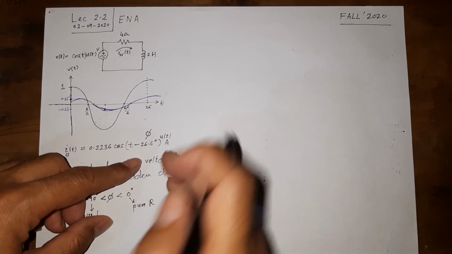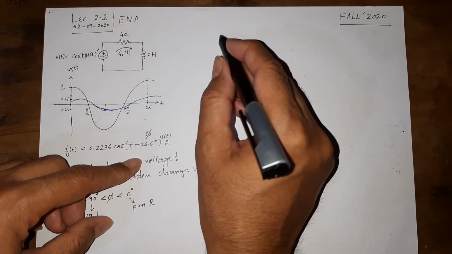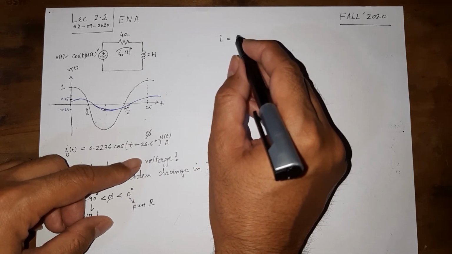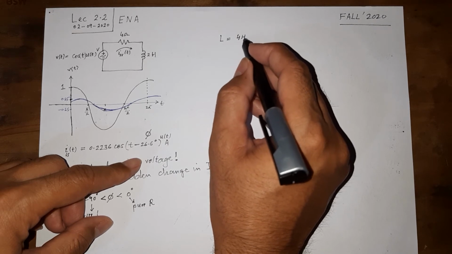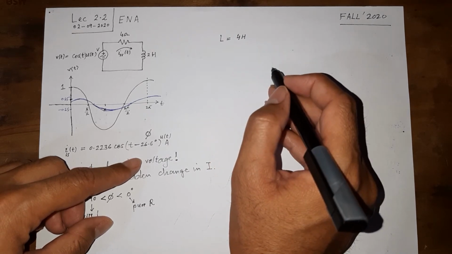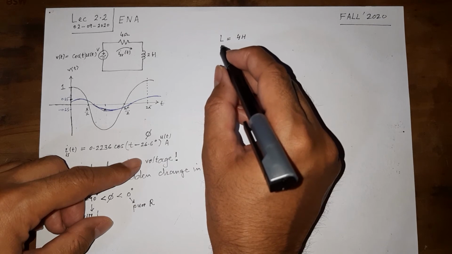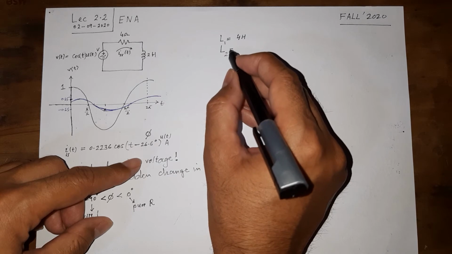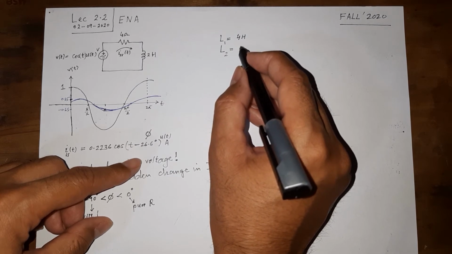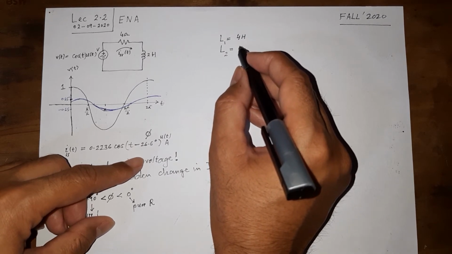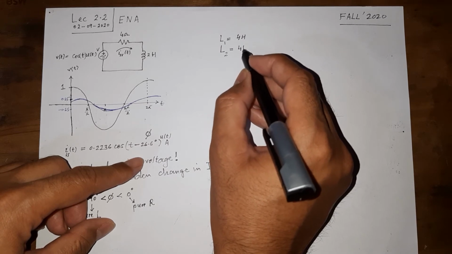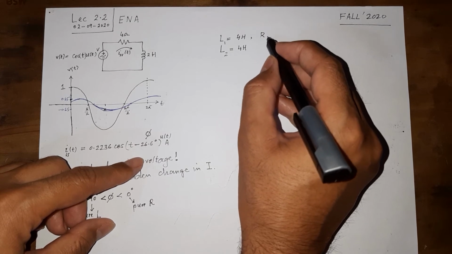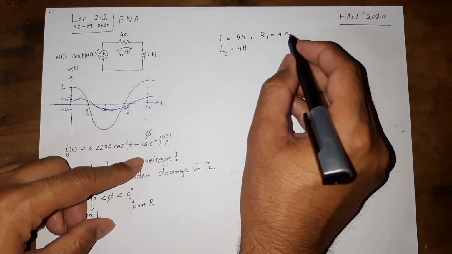So what happens when, say, we change the value of this inductance to 4 Henry? What is going to happen if we change the value of this inductance to say 4 Henry? So solve it with this. Take L1 as 4 Henry and R1 as 4 ohms as well.